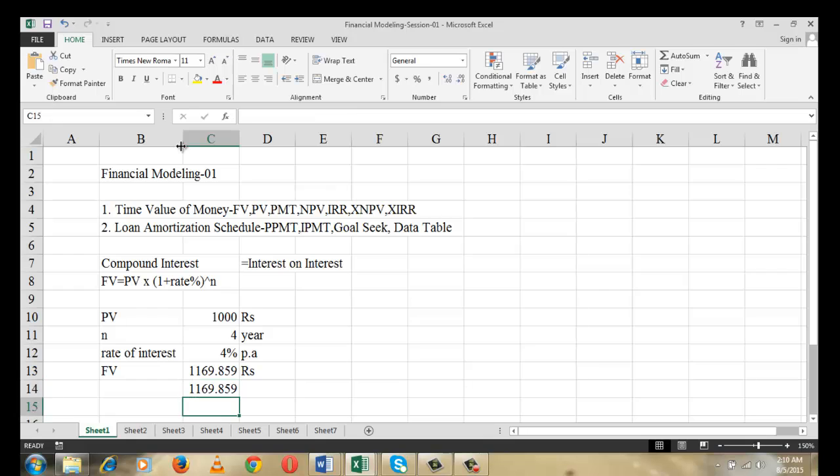What advantage do you get if you use a formula instead of writing the data manually? If you change the figure, imagine instead of 1,000 rupees Mohan had deposited 1,200 rupees, then you would have got 1403.1 rupees. Instead of 4 years, if you deposited the money for 5 years, you would have got 1459.983.